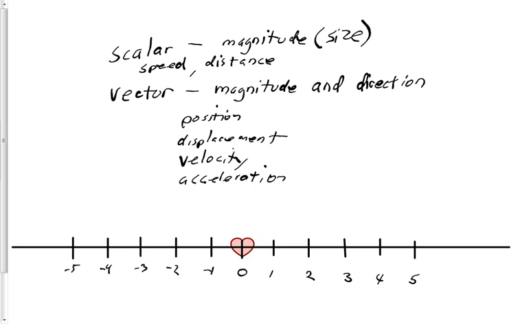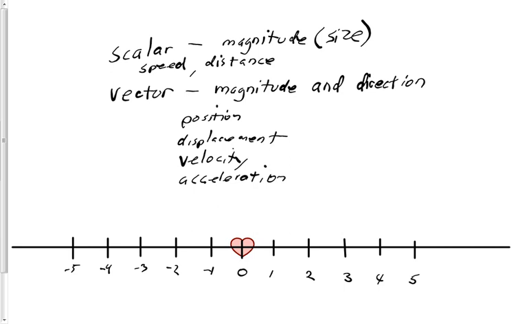So something that is scalar is something that has magnitude or size, but does not have direction, versus a vector, which has magnitude and direction. While speed and distance don't have any reference to a direction, position, displacement, velocity, and acceleration all do. Let me give you an example.